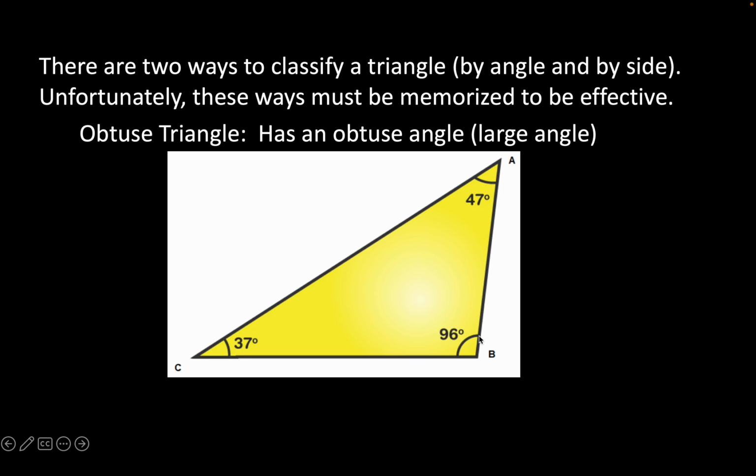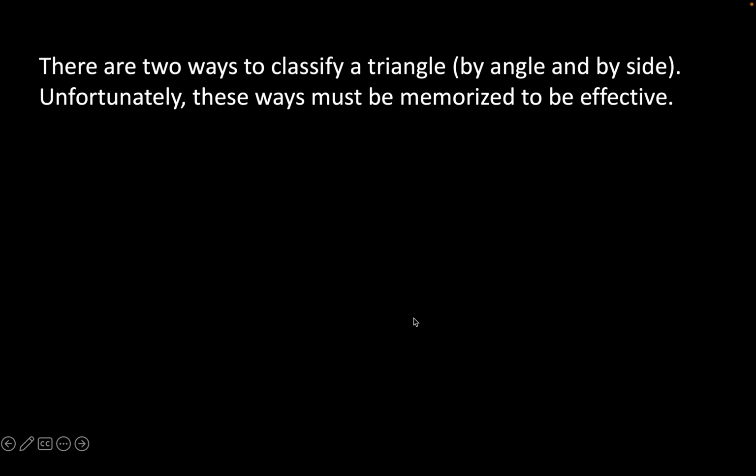Here's the trick. You can't have more than one obtuse angle because there's only 180 degrees to fit, which means once you get 2 angles bigger than 90, you've passed 180, which doesn't work. I've kind of given you the answer to the end of this one also.